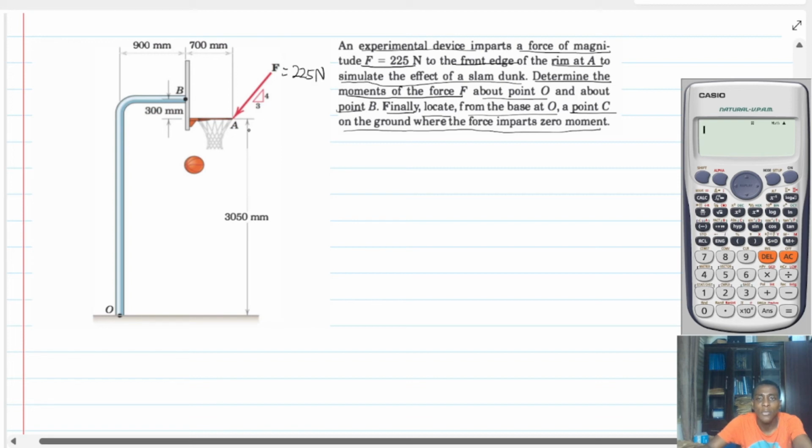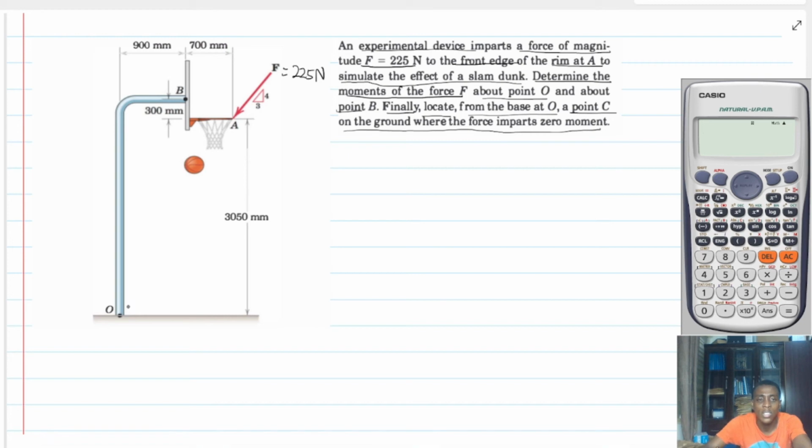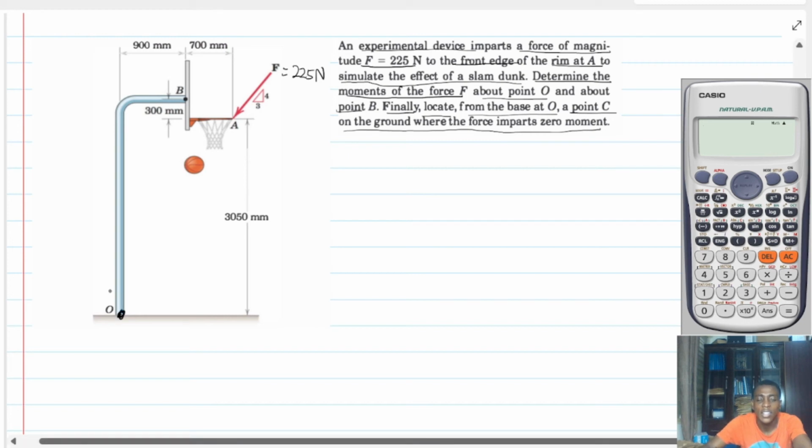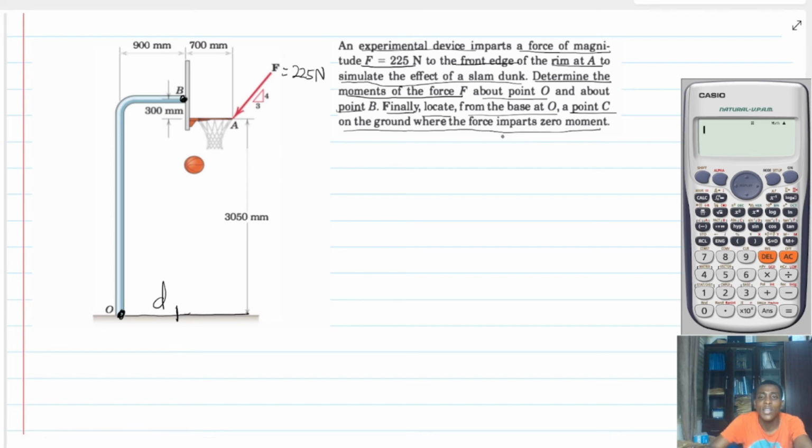So, in other words, this force F that we see here is 225 newtons. Number one, we should find the moment of this force about point O, which is this point, and then about point B. And then we should also find a point somewhere, at a distance D from our point O, where the moment is zero. All right. So let's start with the first part of the problem by finding the moment of the force about point O.